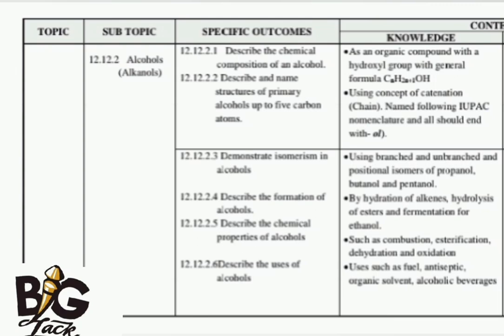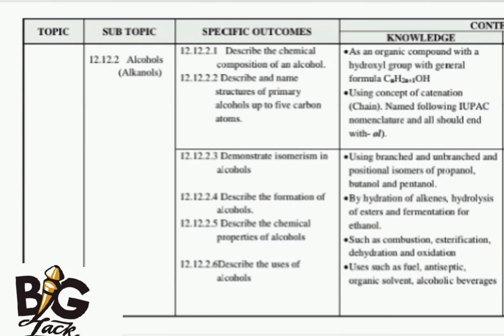Apart from that one, alcohols undergo esterification. As for esterification, the alcohols react with acids to form an ester. Apart from that one, alcohols undergo dehydration to form alkenes. It's more like you're removing a hydroxyl group, OH, from the alcohol to form an alkene. And also alcohols undergo oxidation to produce acids.